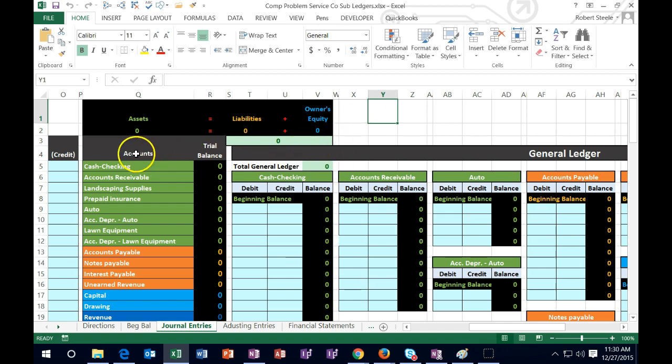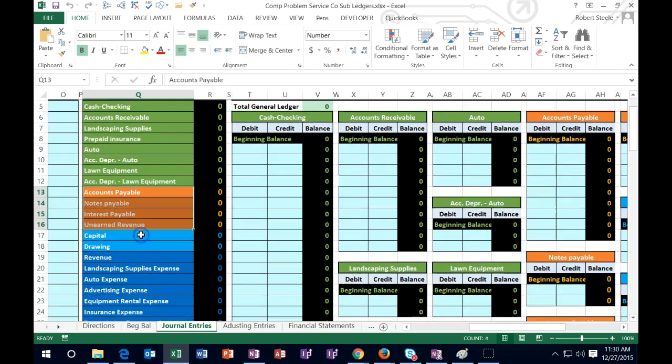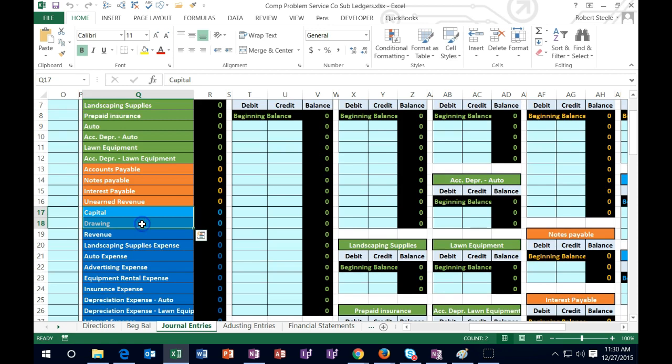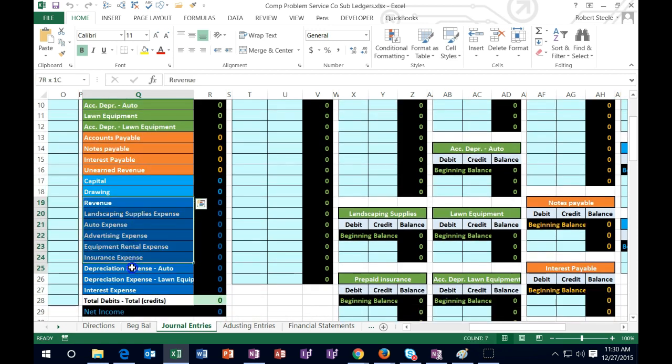We can see here that we have the trial balance on this side. It's going to be in order. Assets are represented in green. Liabilities will be orange. Then we have the equity, which will be the blue. And then the income statement, which is a different blue. It's still blue, but it's different because the income statement is related to the equity here.